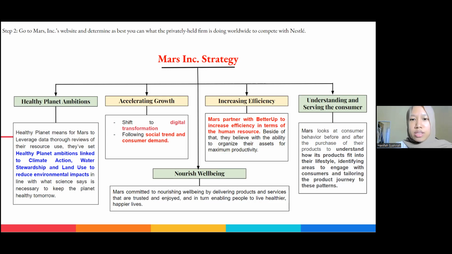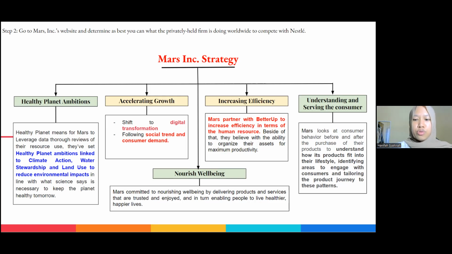And the second strategy for Mars Inc. to compete with Nestle is accelerating growth, the same. But the thing that they did is shift to digital transformation. Before, they didn't follow e-commerce, but now they follow e-commerce to promote and sell their product. And the second, they also follow the social trend and customer demand, which is almost the same as what Nestle did. And the third marketing strategy to compete is nourish well-being.